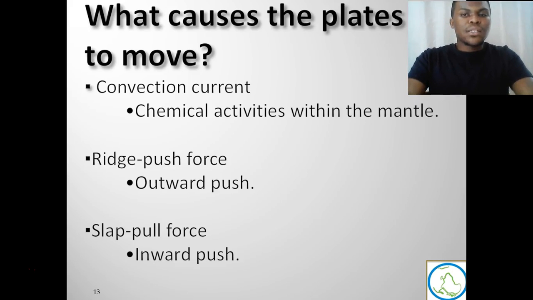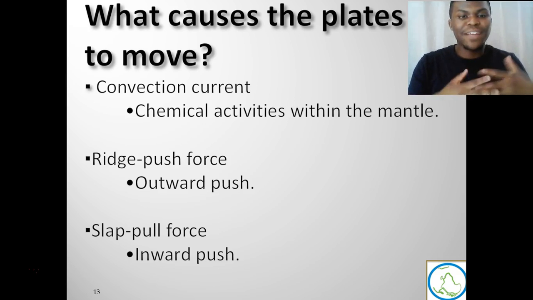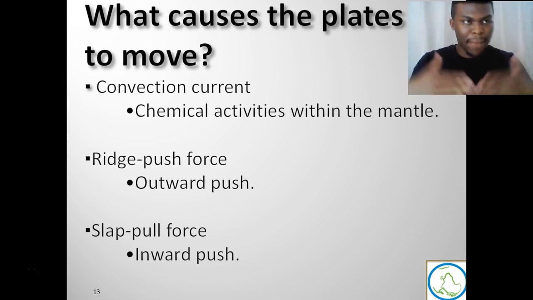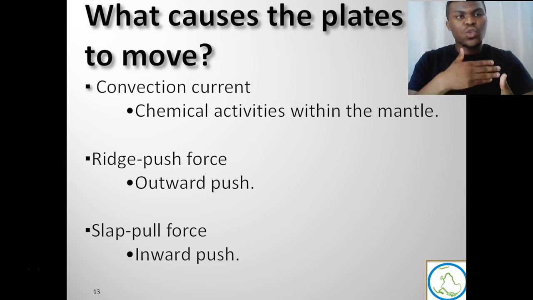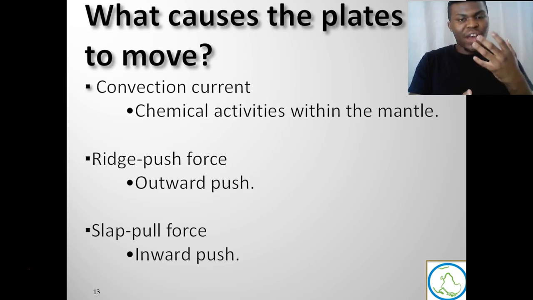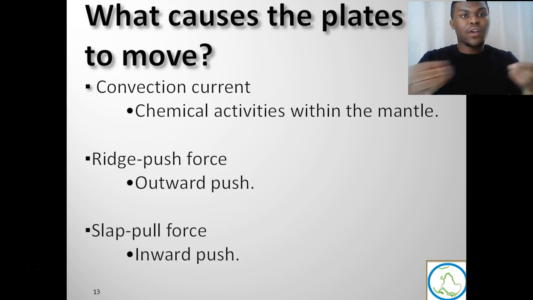So what causes plates to move? Number 1, the convection current, whereby chemical activities occur within the mantle. This occurs when the warm mantle current drives and carries tectonic plates like a conveyor belt.